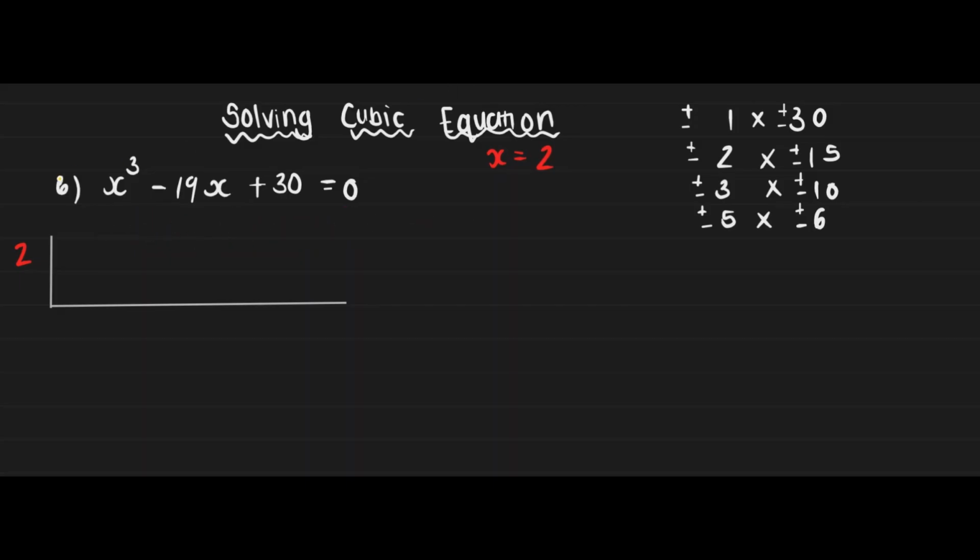Now let's find the coefficient for each term. The coefficient of x cubed is what? It's positive 1. This one's going to be negative 19, and this one's going to be 30. But remember, we need the coefficient of x squared right here. So the first one is going to be 1. Since we don't have x squared here, it's going to be 0. Then it's going to be negative 19. Then here it's going to be positive 30.